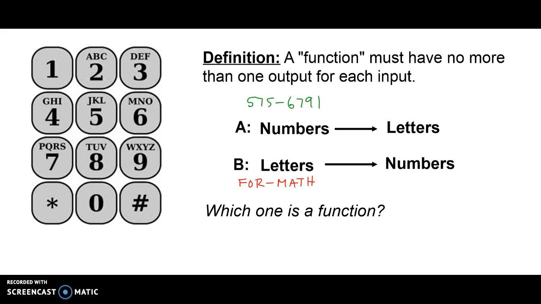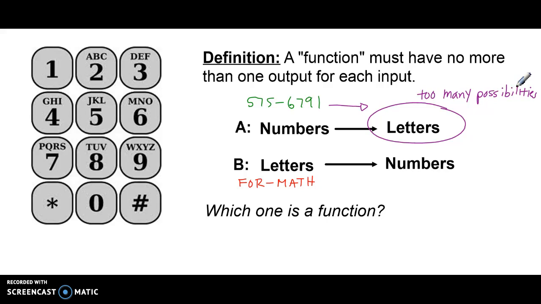The number 5 could be J or K or L. 7, which one are you going to pick? P or Q or R or S? So this direction has too many possibilities, and that makes it difficult. On the other hand, if you're converting from letters to numbers, it's super simple. Each letter only has a single number.